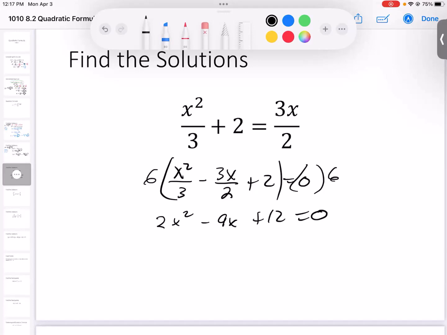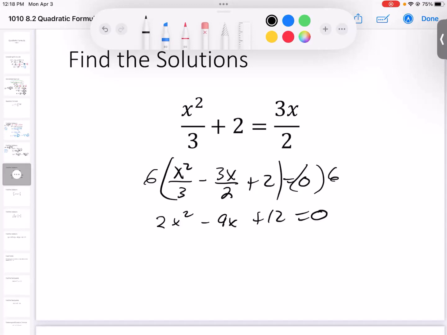Do you guys want me to plug it in, or are you good if you just plug it into the formula? I can go through that if that's helpful, or if you feel like you've got the formula down. My main point was I just wanted to show you that you can multiply both sides by something to get rid of fractions if it makes it easier. So can you give me a thumbs up if you're good to move on? Thumbs down if you would like me to go through another example of plugging it in.